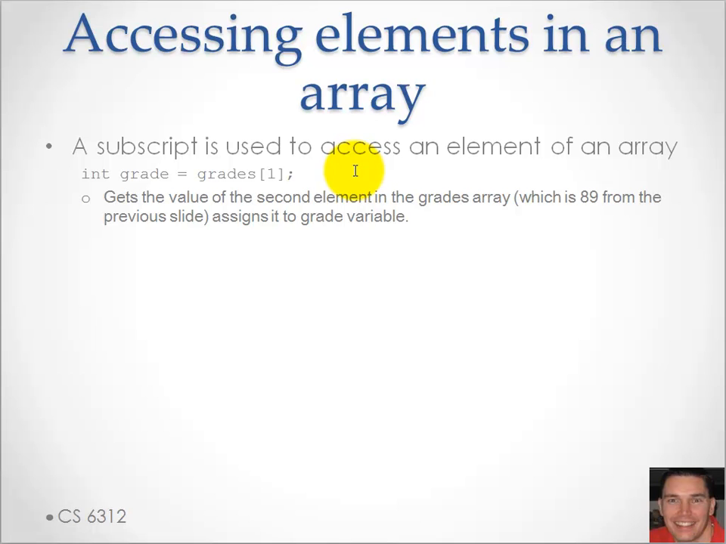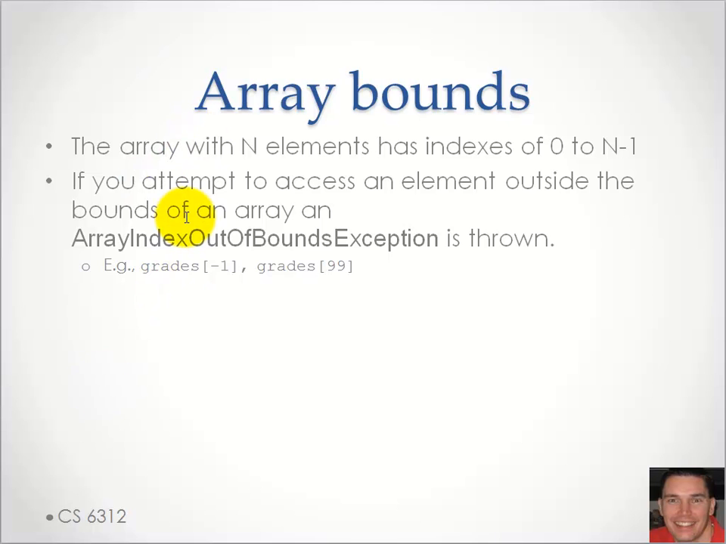Now to access elements in an array, we use a subscript to get that out. And so here grades, what we call sub 1, is going to get me the second element out of the array. From the previous slide, this is going to get me the value 89 out of there. The array bounds are just like an array list. They're from 0 to n-1. And if you attempt to access an element outside the bounds of the array, an array index out of bounds exception is thrown. For example, if I go grades -1, it's going to throw this exception. Grades 99, and if I don't have 100 elements allocated in my array, this is going to throw an exception.